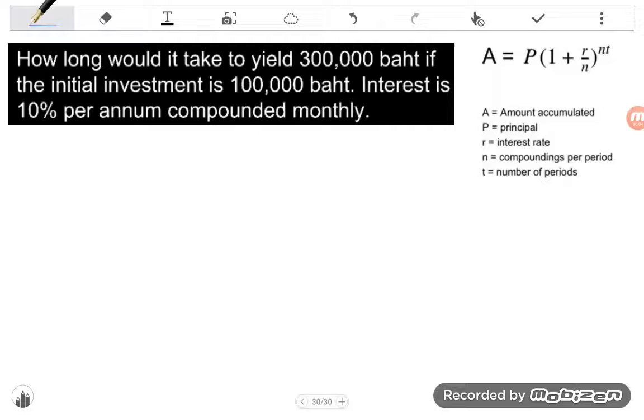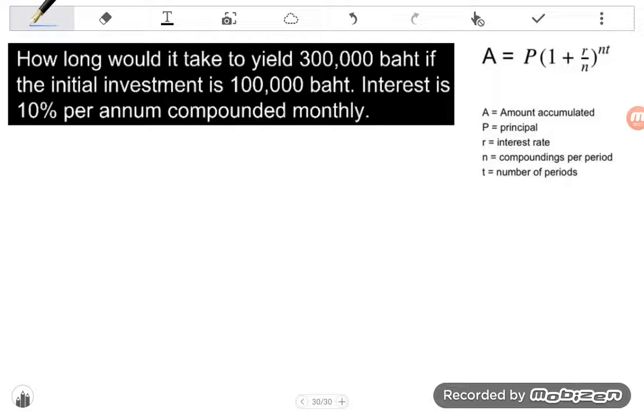Now in the previous video, I introduced to you guys this equation. A is equal to P times, in parentheses, 1 plus R over N, close parentheses, to the power of N times T. It's a very useful equation. I strongly recommend you guys to remember it. Just be careful when you're applying it, okay?